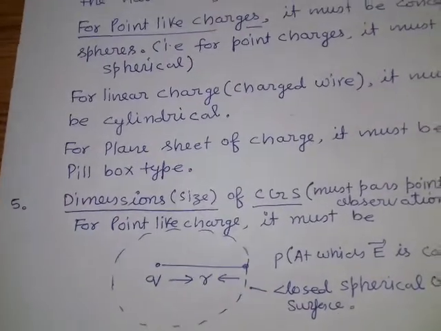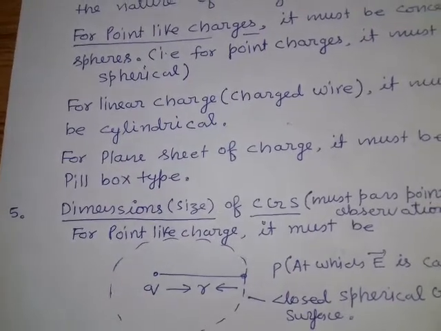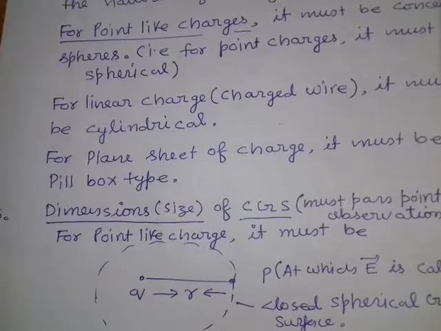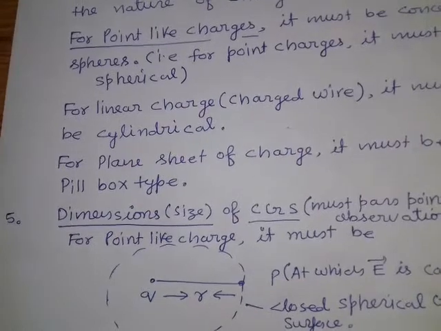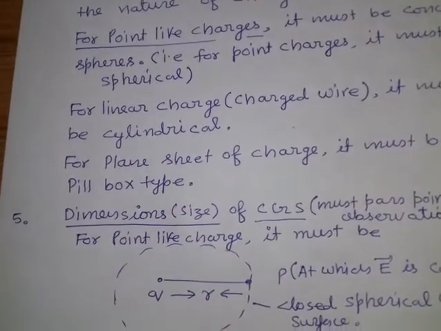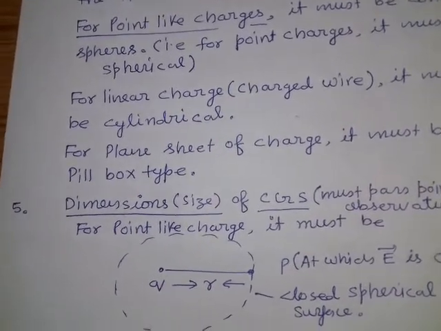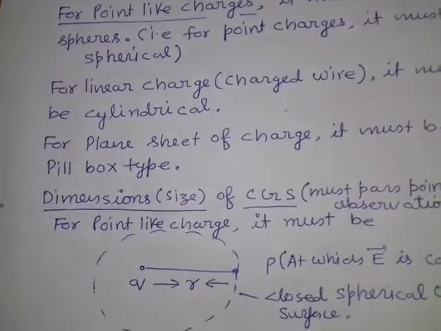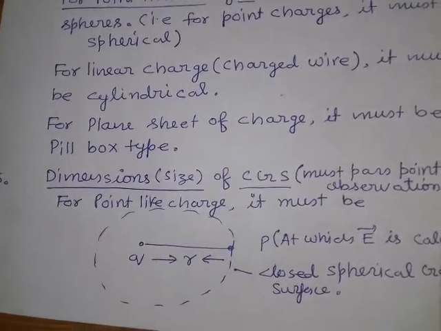For plane sheet of charge means if the charge is distributed over the surface throughout the sheet, because a sheet is a two-dimensional figure and a wire is a one-dimensional figure. Charged wire means charge is distributed along the length of the wire. Charged plane sheet means charge is distributed over the whole area of the sheet. Okay, so for plane sheet of charge it must be a pillbox type Gaussian surface.